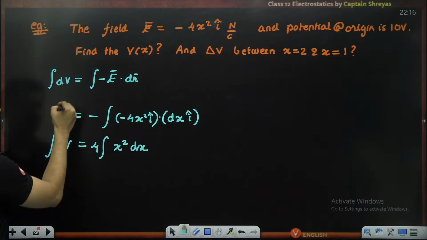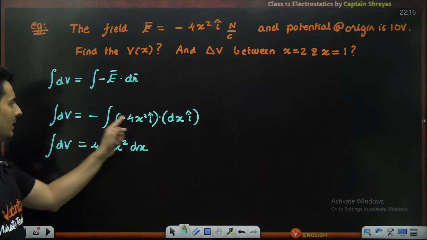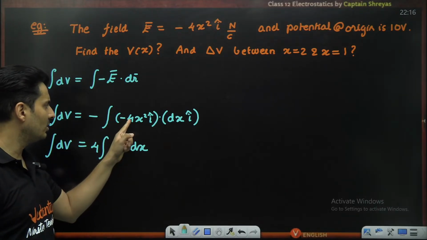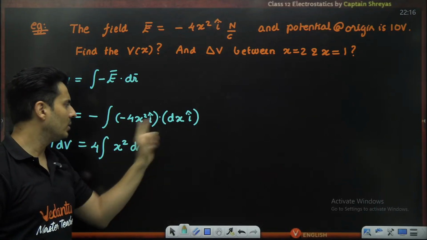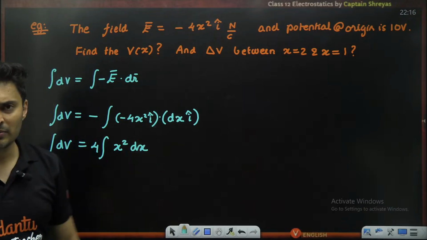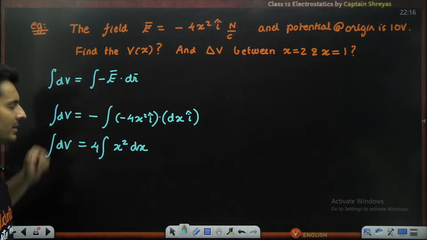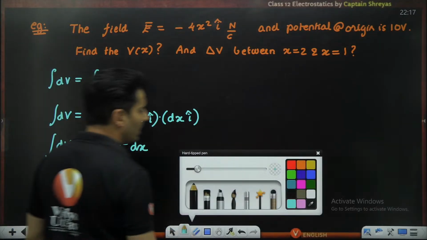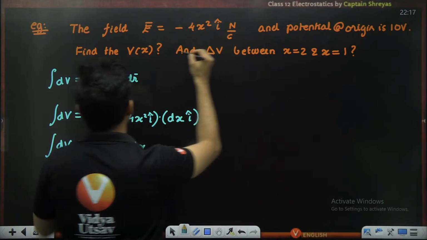Is this absolutely clear, guys, what we have just done? Negative negative is positive, 4 comes outside because it's a pure number, x square into dx, i cap into i cap is 1. Okay, so this is how you solve this integral. Now we will put the proper limits. For the limits part, we will see this.